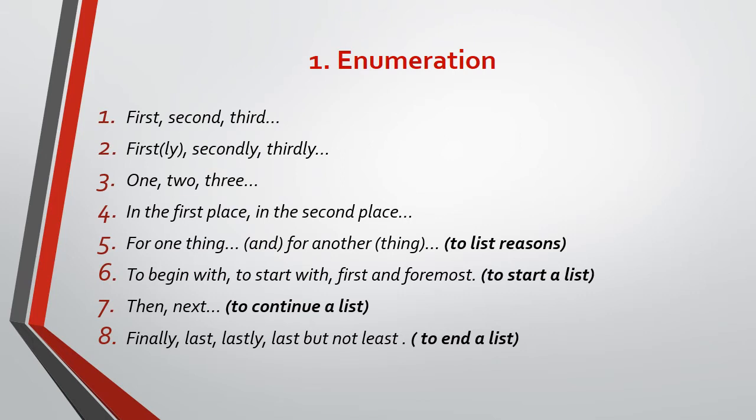So here, then and next are used to continue a list. And the last set, number 8, these conjuncts are used to end the list. So these come before the last idea. Right, we can have finally, last, lastly, last but not least.